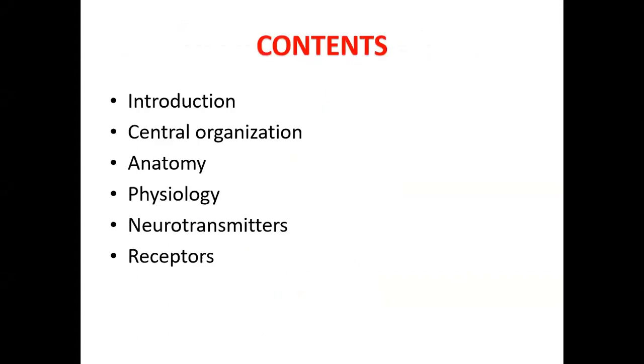This topic I would like to cover under the following contents: Introduction to ANS, Central Organization, Anatomical aspects, Physiological aspects, and Neurotransmitters and Receptors. So by the end of this session, the phase 2 MBBS students should be in a position to know the brief introduction of ANS, what are the central organizations of autonomic nervous system, a little bit of the anatomical and physiological aspects, what are the various neurotransmitters involved in the autonomic nervous system, and what are the various receptors.